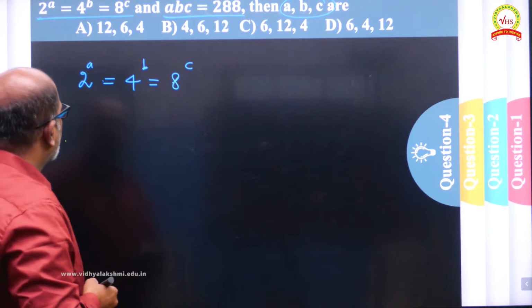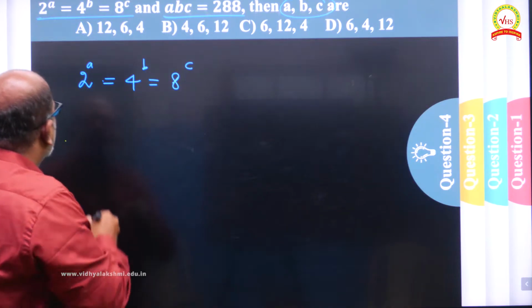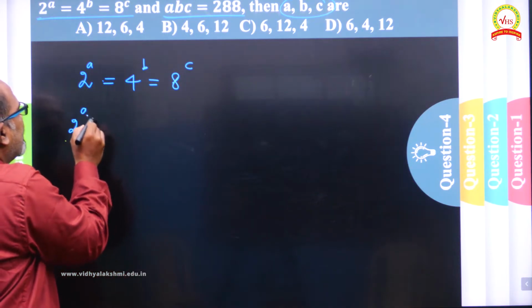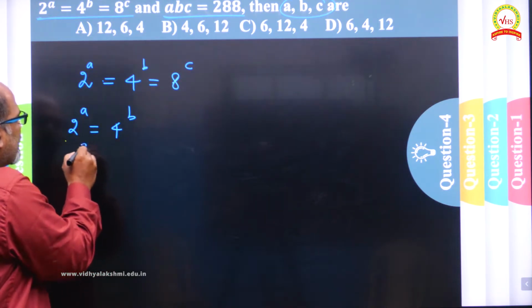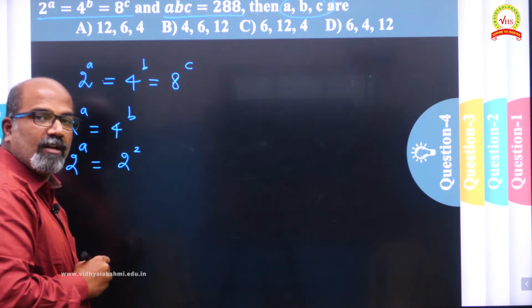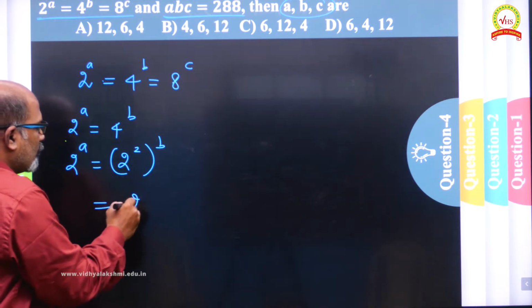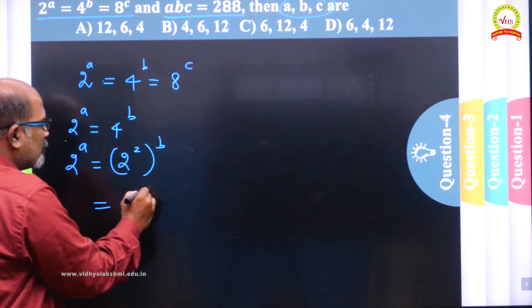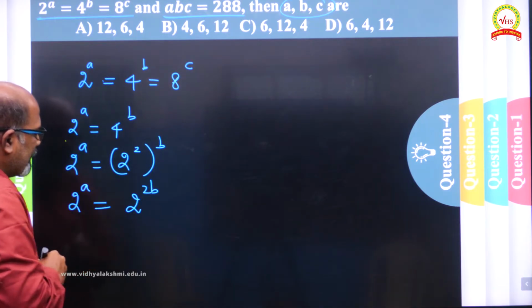8 power c. So all these three are equal. Now what I want to do, this 2 power a can be equated with 4 power b. So when I equate 2 power a to 4 power b, I can write 2 squared, because 2 squared is 4, the whole raised to b, and 2 to the power of 2 into b is 2b, so 2 to the power of 2b on the right side.